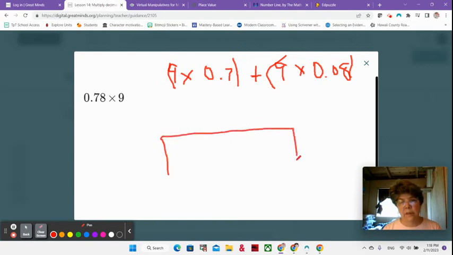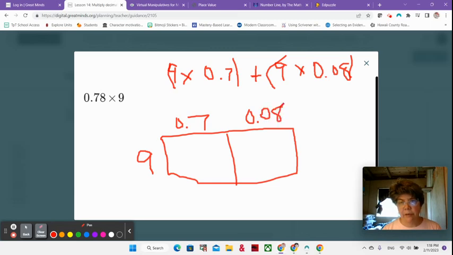We're also using our area model. We're multiplying everything times 9, and then we have 7 tenths and 8 hundredths. I wrote it in standard form. You could also write it in unit form. 7 tenths, write out the word tenths. 8 hundredths, write out the word hundredths. So 7 tenths times 9 would be how many tenths? 7 times 9 is 63, right? 63 tenths. 63 tenths is the same as 6 and 3 tenths.